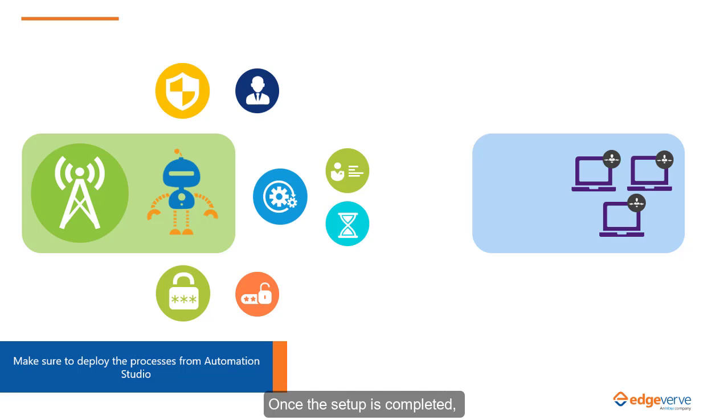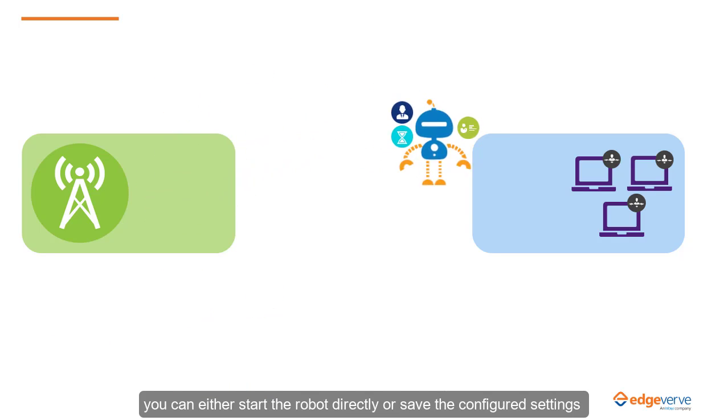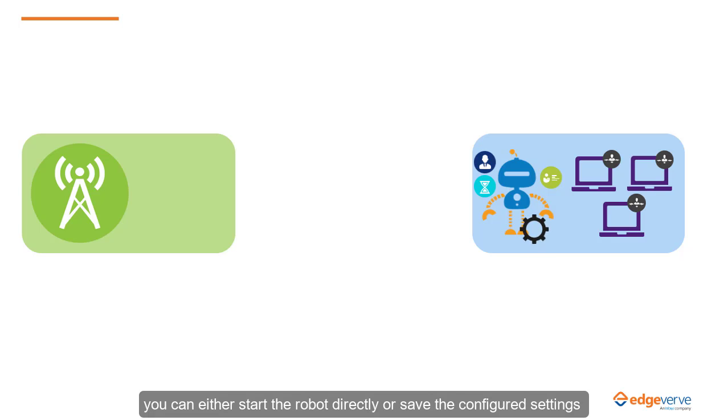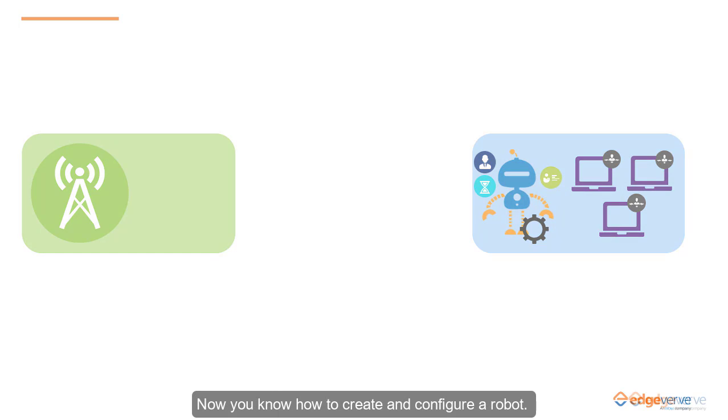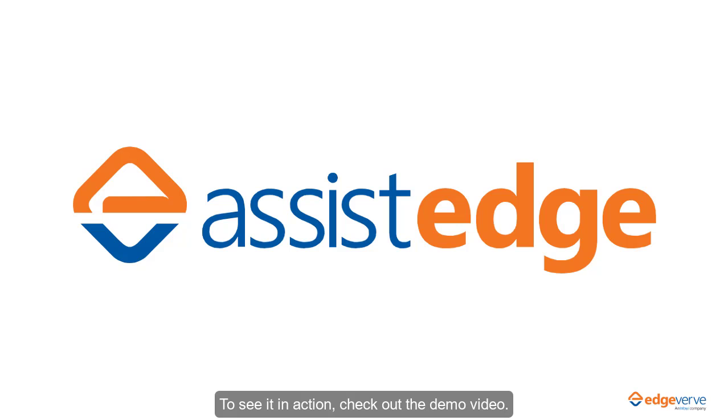Once the setup is completed, you can either start the robot directly or save the configured settings and start the robot later. Now you know how to create and configure a robot. To see it in action, check out the demo video.